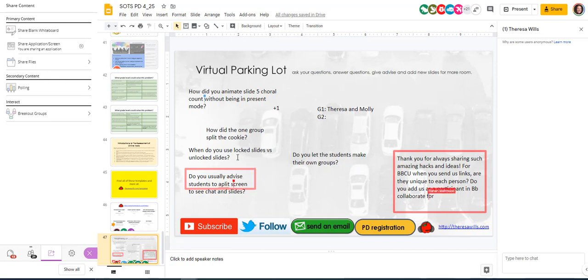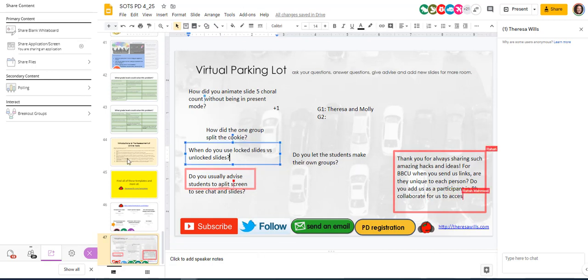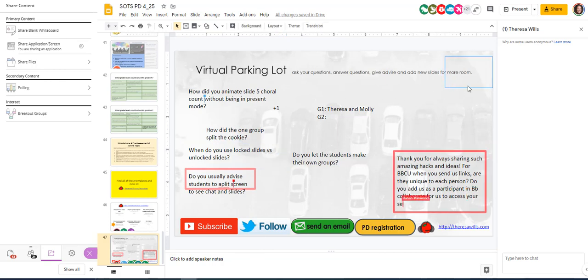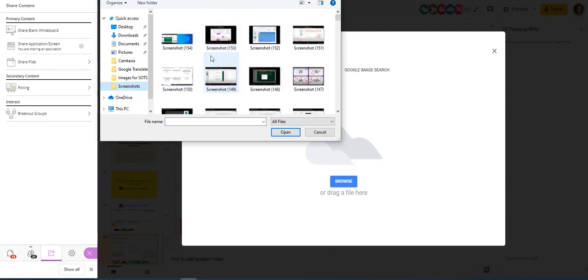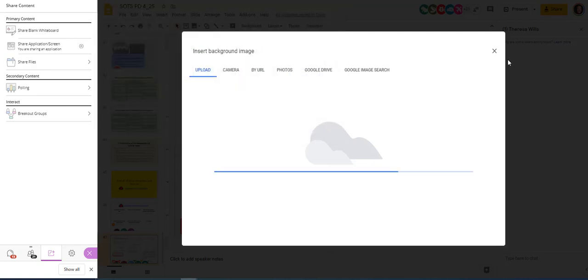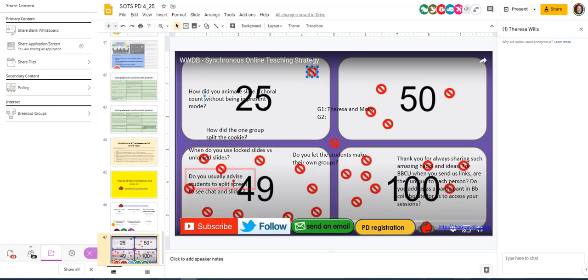When do you use locked slides versus unlocked slides? You see this virtual parking lot? If I try and move the background, those cars aren't going anywhere because I really don't want them to go anywhere. So this is a locked slide, which basically means I went to the background and I just picked an image. Once I'm in here, I pick the image of the virtual parking lot. I have a whole bunch of images, but I could just change it, and then it's just a background, but it allows it so that students don't move it around. I'm going to undo that though.